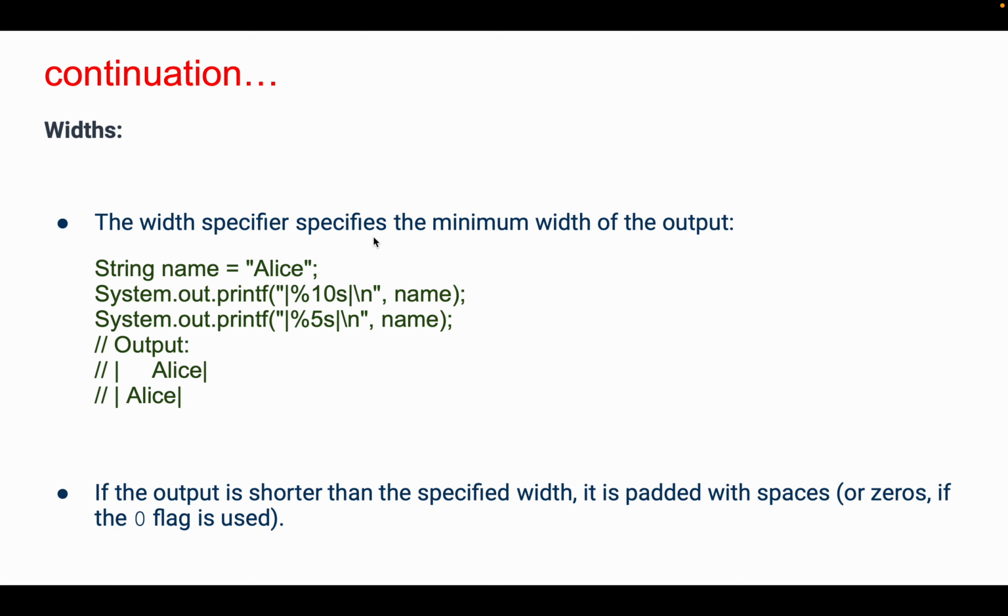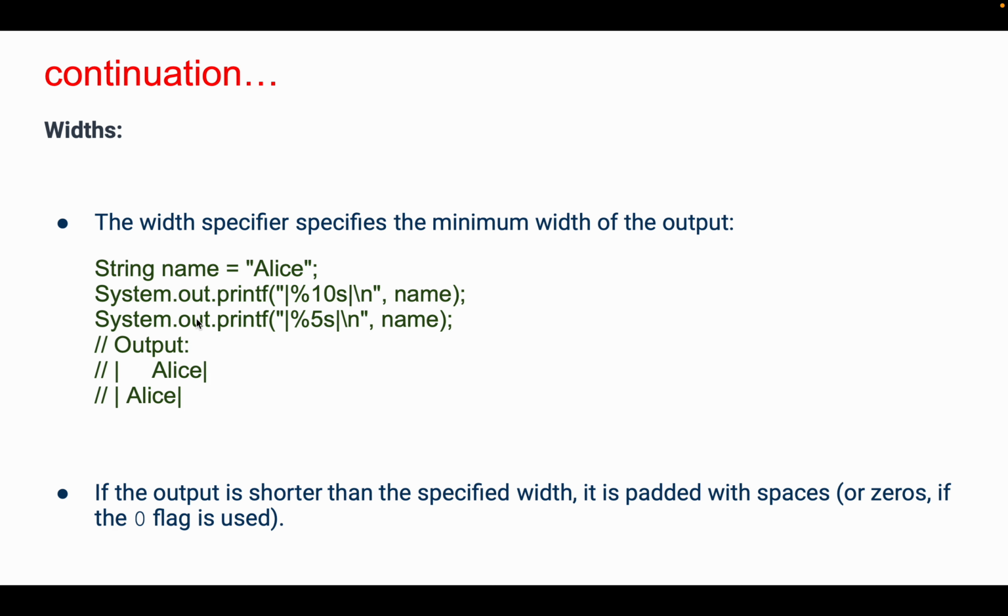This specifier specifies the minimum width of the output. Here again we will see the same example. The name is Alice. In printf we are doing %10s. Now what it does is the same thing we have seen in the previous slide. That means it defines a width of 10 for this output. So the output starts from here, and it goes up to 10 characters.